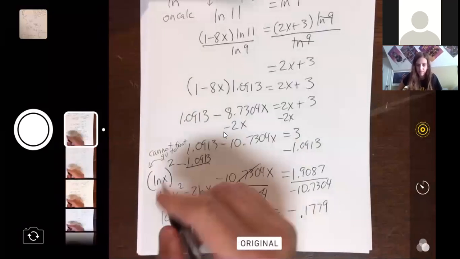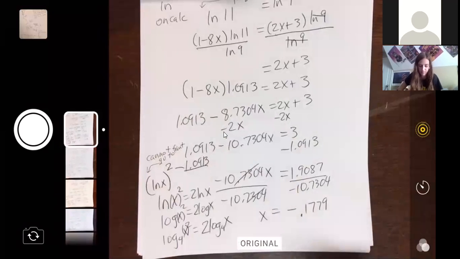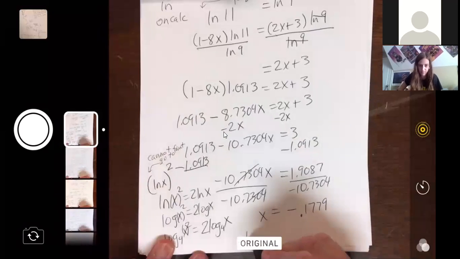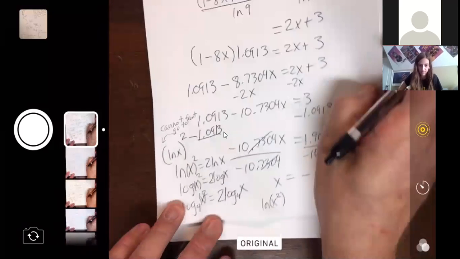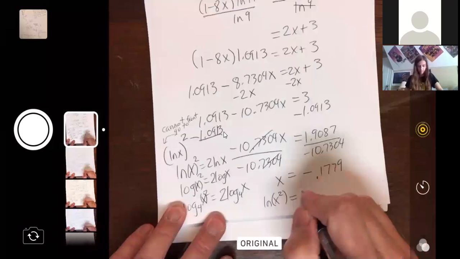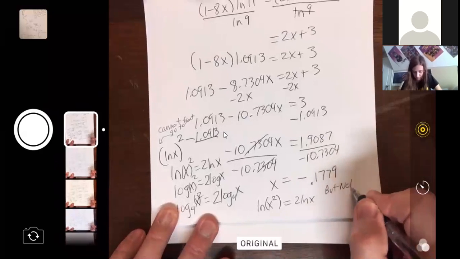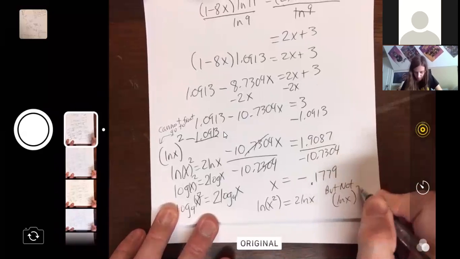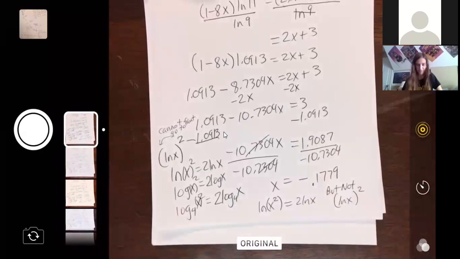Maybe for clarity we should put that argument in parentheses. I don't know if that helps. Or you could write ln of x squared like this. This would be equal to twice log of x, but not log of x with parentheses put in and squared. Does that help? That helps a lot. Okay. Thank you so much.